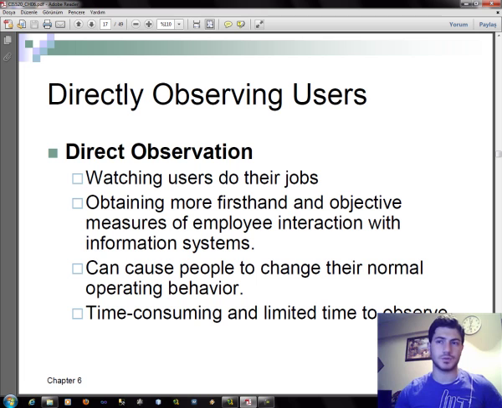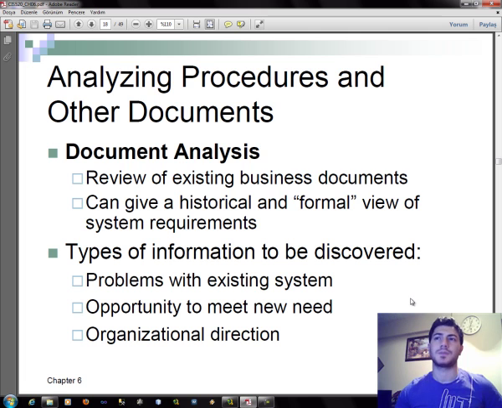Directly observing users. Direct observation means watching users do their jobs, obtaining more first-hand and objective measures of employee interaction with information systems. But it can cause people to change their normal operating behavior, it is time-consuming, and there is limited time to observe.